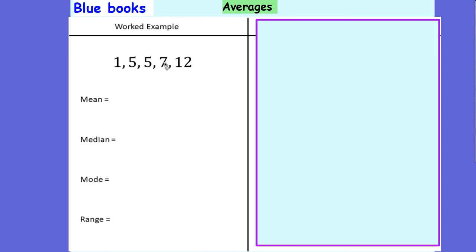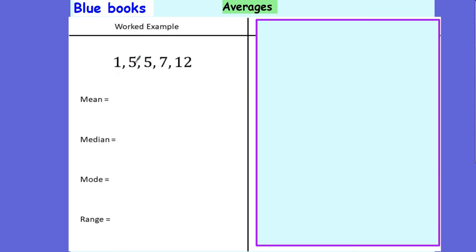Let's put those together. Here's my example. You're welcome to complete this in your dark blue book if you wish, with the title Averages. I'll go through an example, then there'll be one for you to do. So I'm going to start with the mean. The mean, I need to add them all together and then divide by the number of data values.